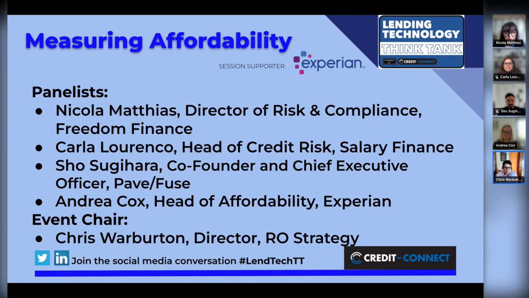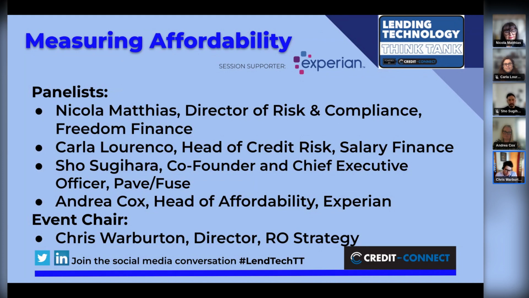We've got four really great panelists to run through this today. We've got Andrea Cox, who's the affordability director at Experian, and Experian are one of the leading credit reference agencies and analytics companies in the UK. We've got Nicola Matthias, who's the director of risk and compliance at Freedom Finance, and Freedom Finance are in the digital consumer lending space, and they really help consumers navigate borrowing as well. So they've got a couple of products there.